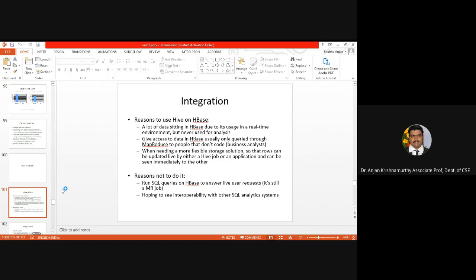It gives access to the database using HBase queries through MapReduce to people who do not have code for business analysis. HBase has a flexible storage solution where the rows and the entire columnar scheme are dynamically updated, and you need a strong way of querying the results from HBase, because you are talking about data sizes in petabytes or zettabytes.